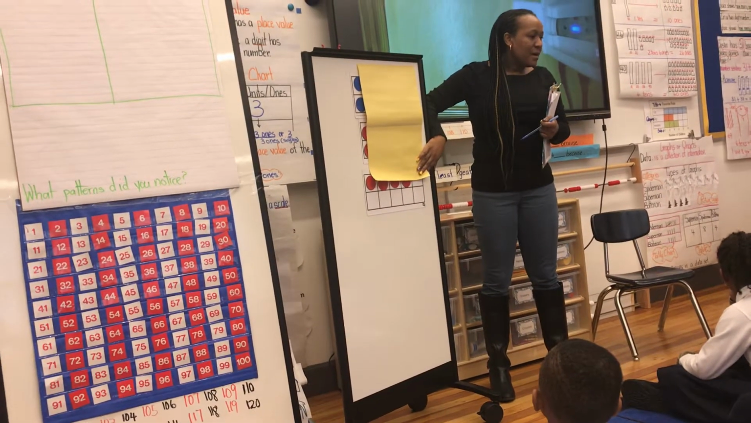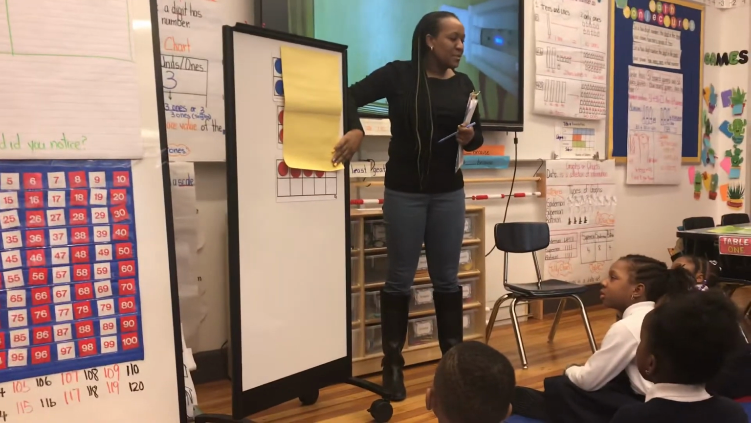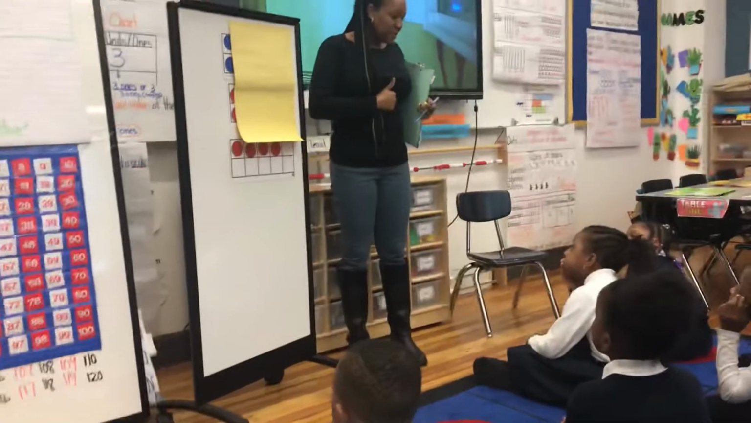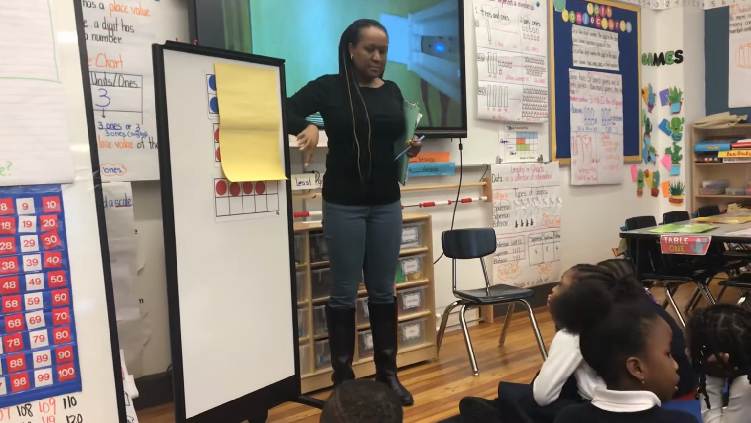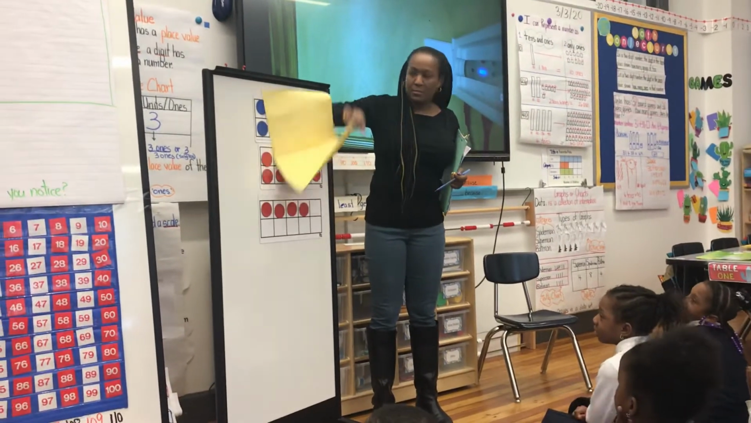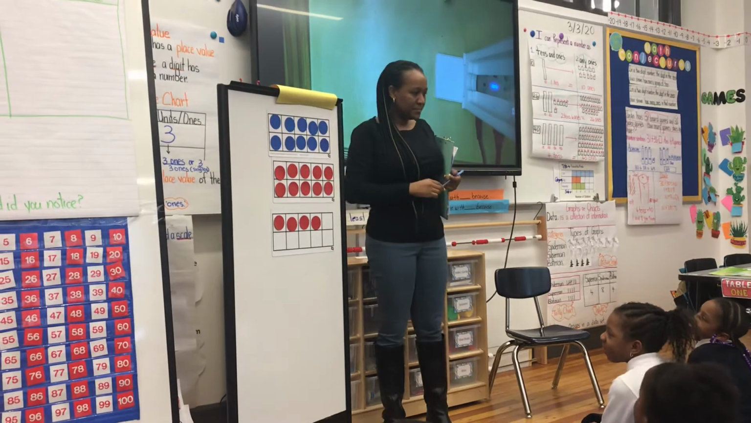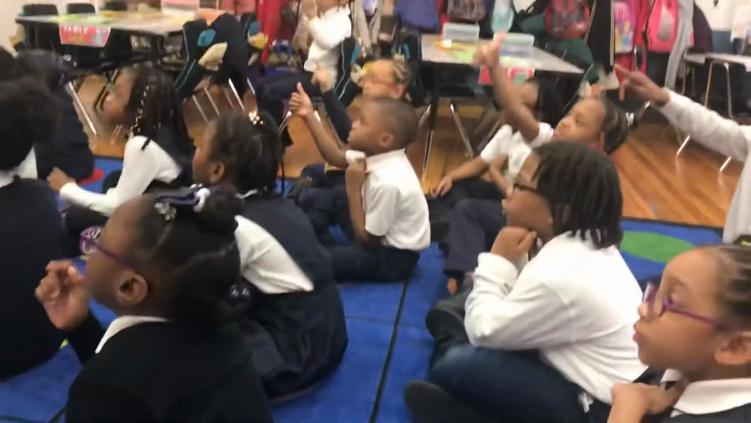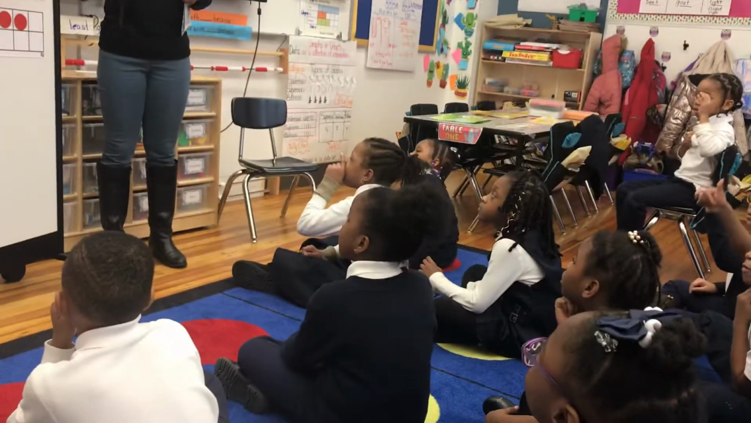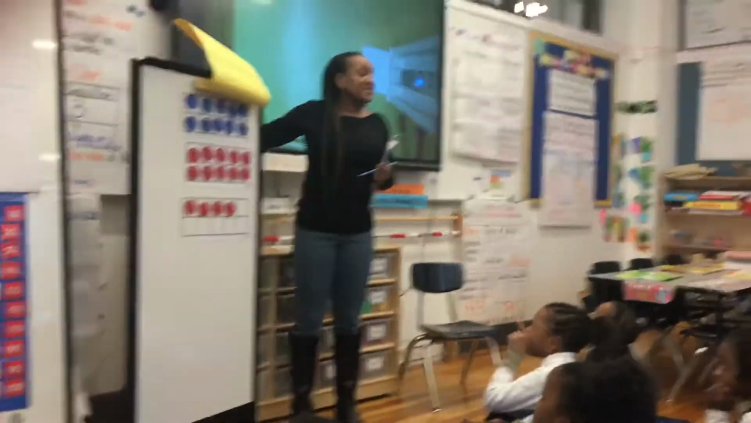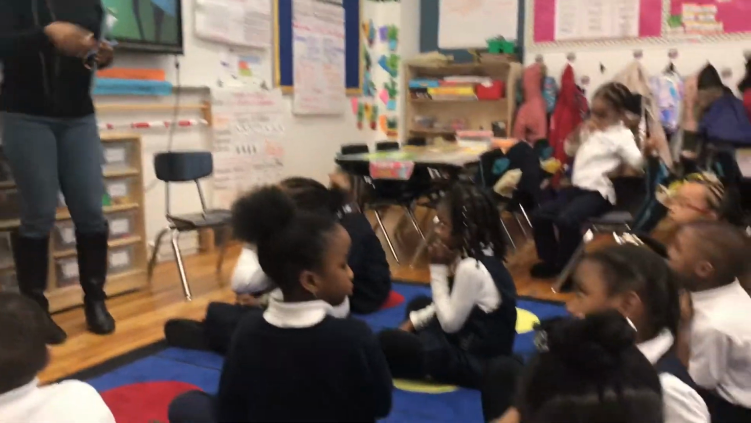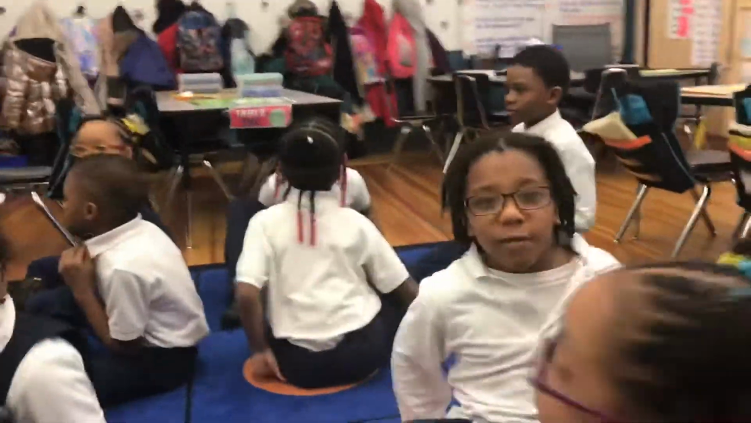Ready? What number is represented? Once you get that number, can you give me a nice firm thumb on your chest? Ready, go. I want you to turn and tell your friend what number is represented. And how do you know? Go. 20. How do you know? How do you know?